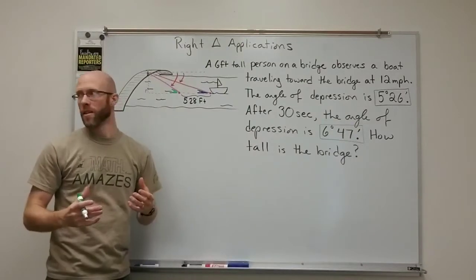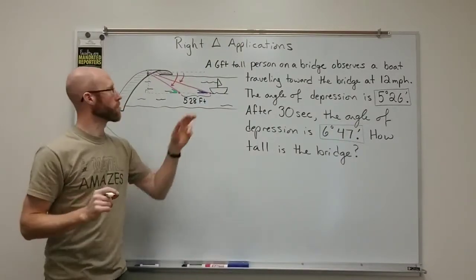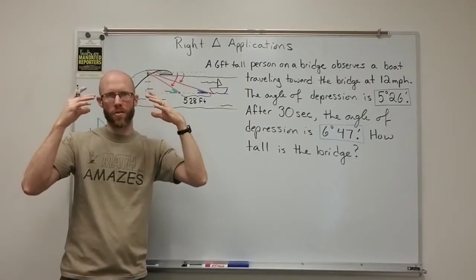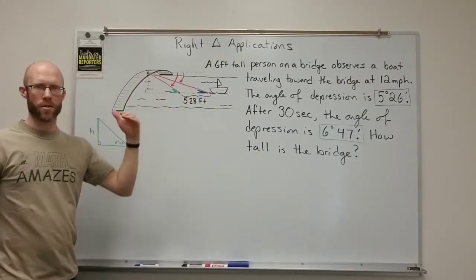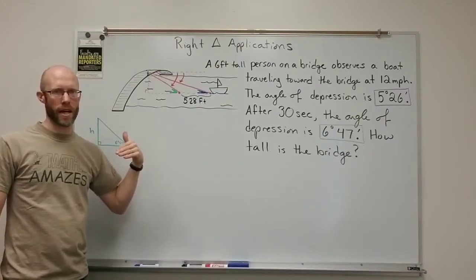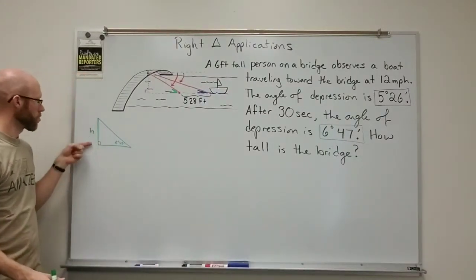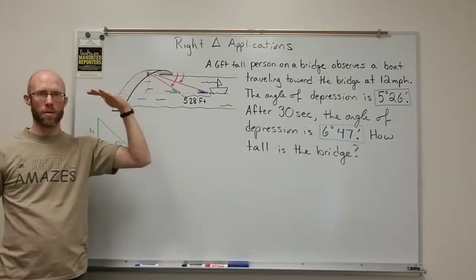Now I understand that we're going to have to account for the height of the person because these observations are coming from their eyes and they're 6 foot tall. So essentially that's going to subtract 6 feet off of the answer. We'll deal with that at the end. So just for right now, we're going to include that whole height up to the observer's eyes.